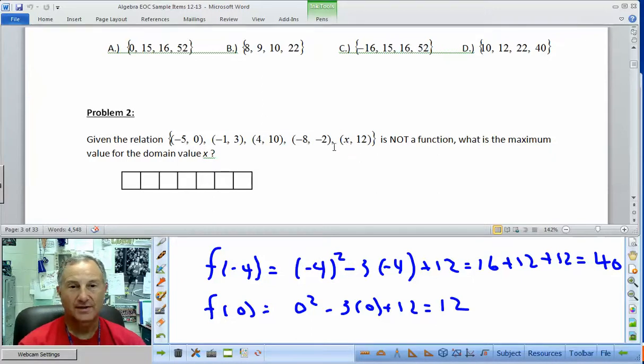Well, then that x has to equal the biggest number of these, which is 4. So your answer is 4. Either write a 4 here or put the 4 here. Just don't put it in the middle. So when x is 4, that's the biggest number that you can choose for x. That would mean that this is not a function, because there's already a 4 here that's bigger than the -8, the -1, and the -5. Okay? So answer is 4.